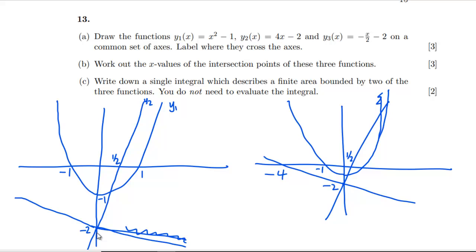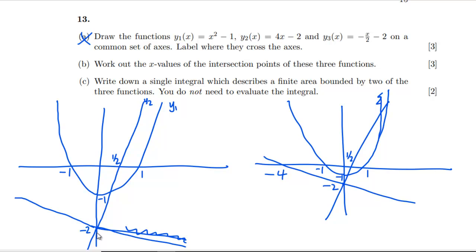Okay, still a bit messy at -1 and 1. So we've got 1, 2, 3, 4, 5 intersections. Oh, and this one, 6 intersection points. Right, easier to draw on a bit of paper than it is on here, but that's fairly straightforward. Work out the x values of the intersection points.